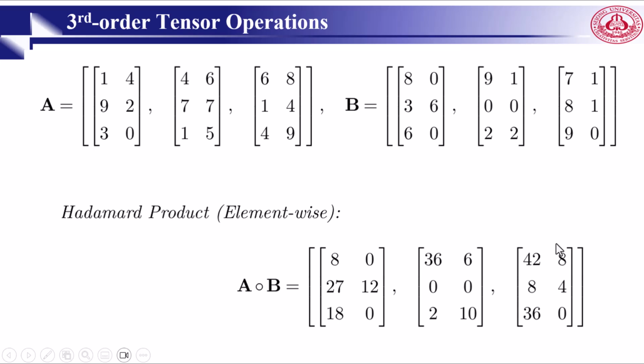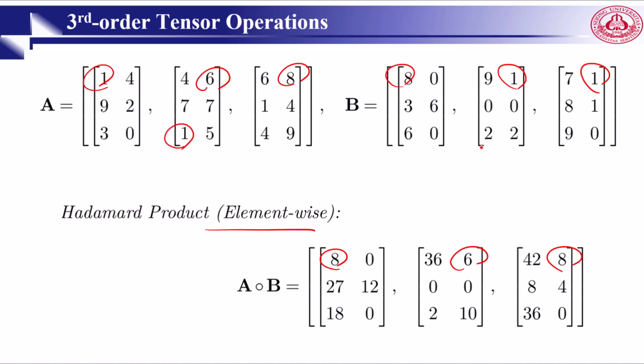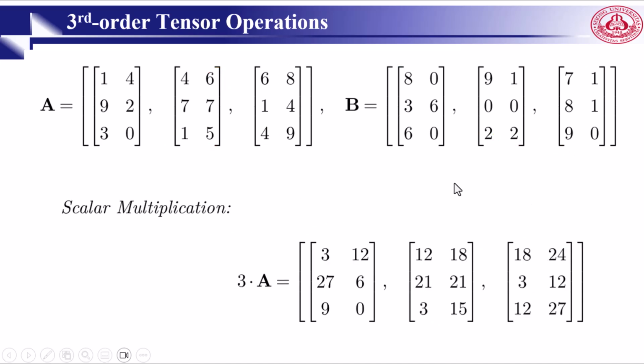And also we can go for Hadamard product or element-wise product. Simply we can do multiplication, right? 1 multiplies 8, 8, 6 multiply 1, 6, 8 multiply 1, 8, 1 multiply 2, 2, right? 5 multiply 2, 10, 4 multiply 9, 36. This is called the Hadamard product for tensors.